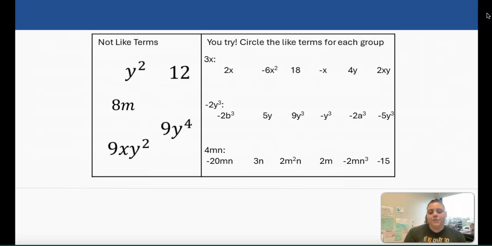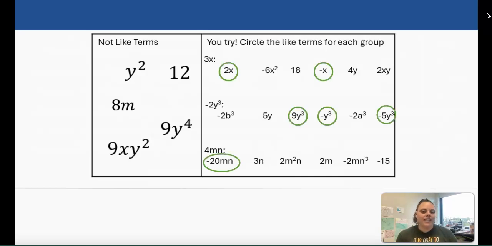At this time, I'd like you to pause the video and try this problem where you are circling the like terms with 3x, the like terms with negative 2y cubed, and the like terms with 4mn. Again, pause the video, and when you're ready to see the answers, press play.